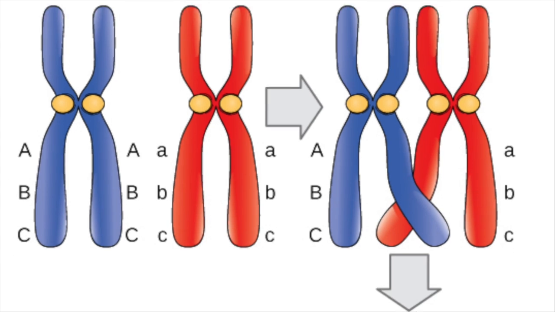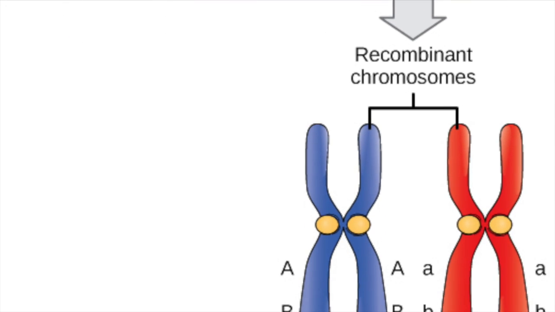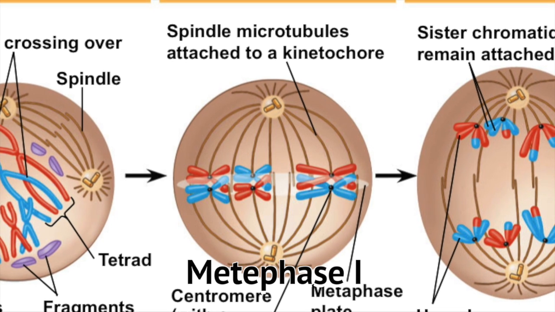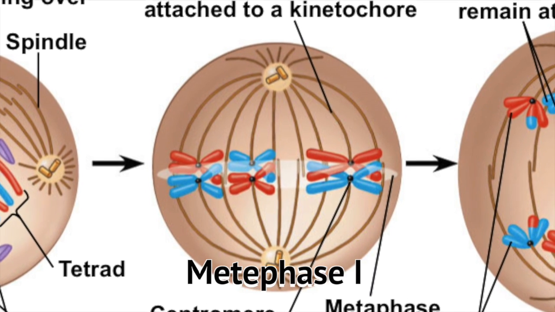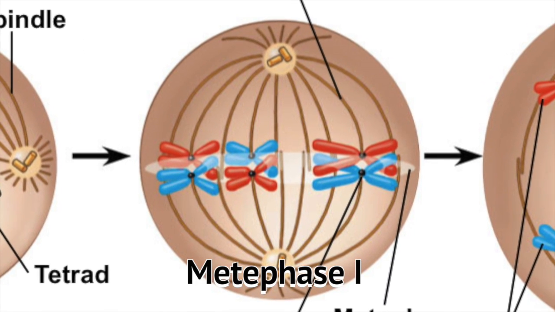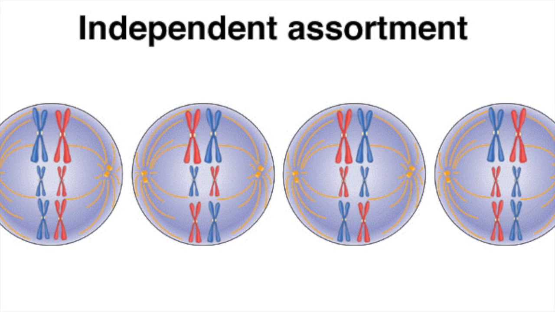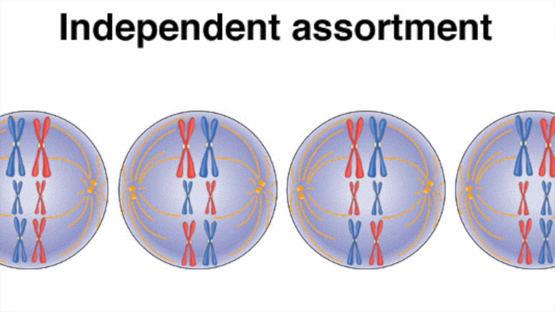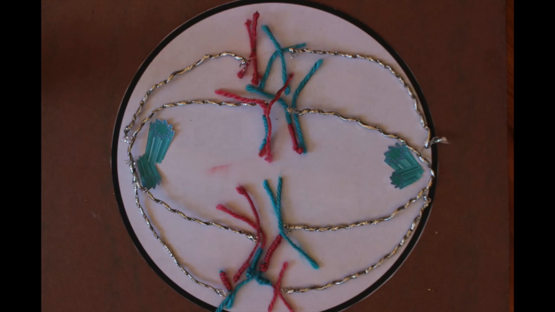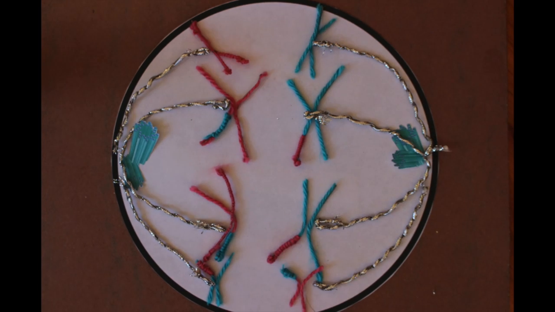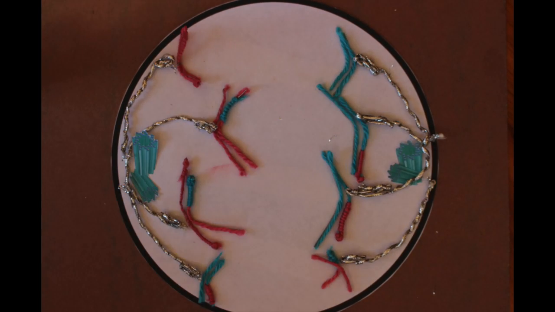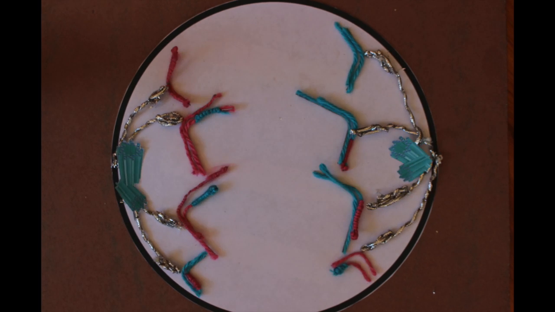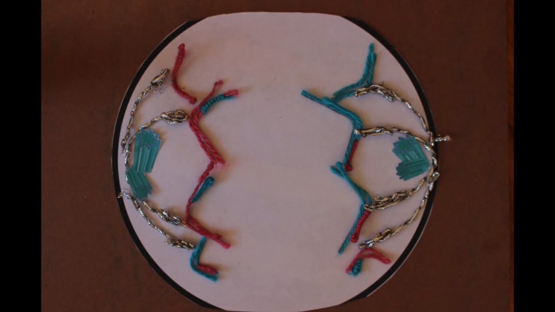Once the homologues have swapped genes, the cell enters metaphase 1. The chromosomes independently assort themselves along the cell's metaphase plate, and the spindle fibers attach to the chromosome's centromeres. Independent assortment during metaphase 1 also increases genetic variation. In anaphase 1, the spindle fibers pull the chromosomes apart. We should end up with 2 equal clusters of chromosomes on either side of the cell, as long as non-disjunction does not occur, but we'll get to that later.